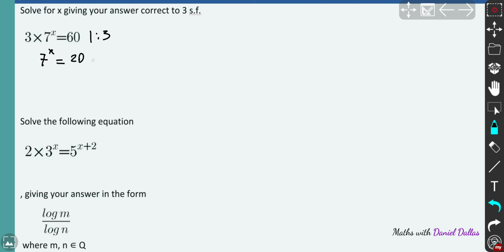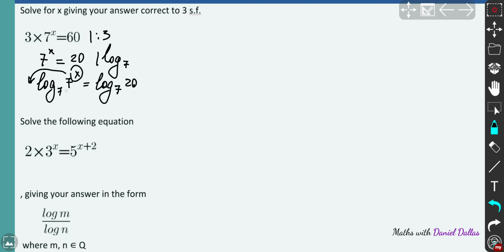Okay, so we've come to the basic log equation, and now we can apply log with base 7 to both parts. Why? Because we have 7 to the power of x, and now we're going to use the basic log rules in order to get the answer. So, as you remember, x goes before log, and log base 7 of 7 will give you just 1. So finally we'll get x equals log base 7 of 20.